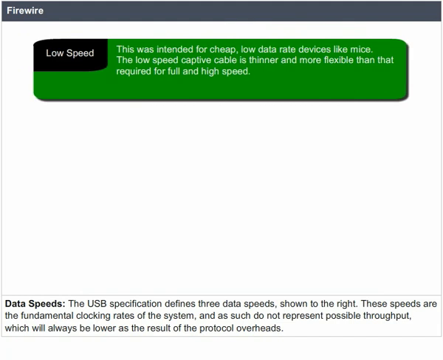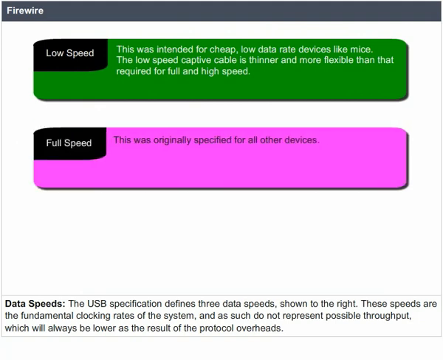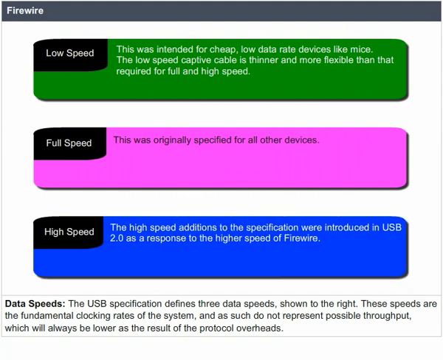Low speed. This was intended for cheap, low data rate devices like mice. The low speed captive cable is thinner and more flexible than that required for full and high speed. Full speed. This was originally specified for all other devices. High speed. The high-speed additions to the specification were introduced in USB 2.0 as a response to the higher speed of FireWire.